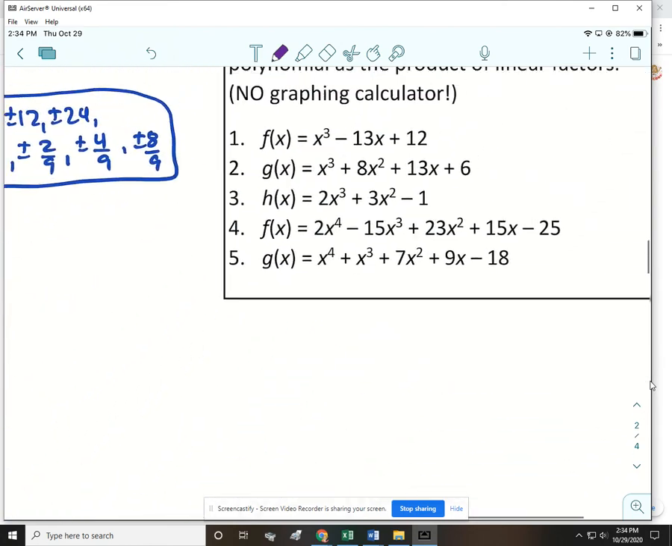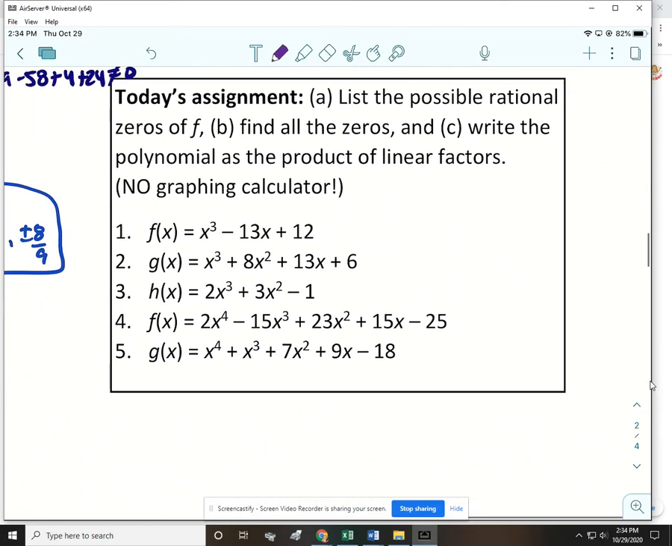Okay, so your assignment is on this page. Just this box right here. It's 5 problems I want you to do. It's just doing all the things that we just did for that problem.